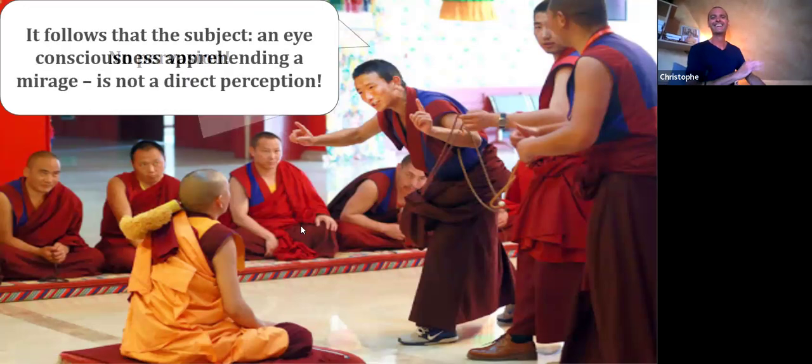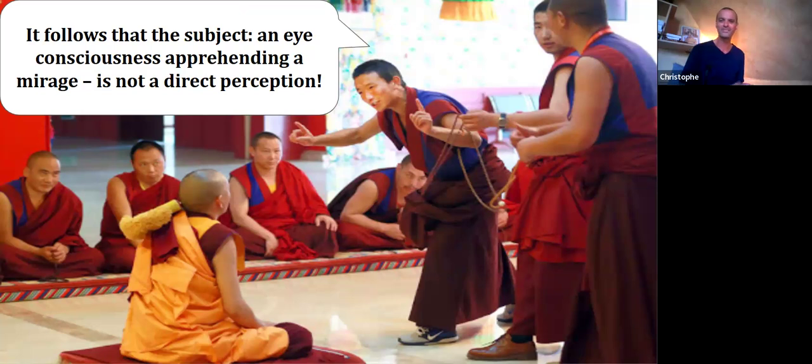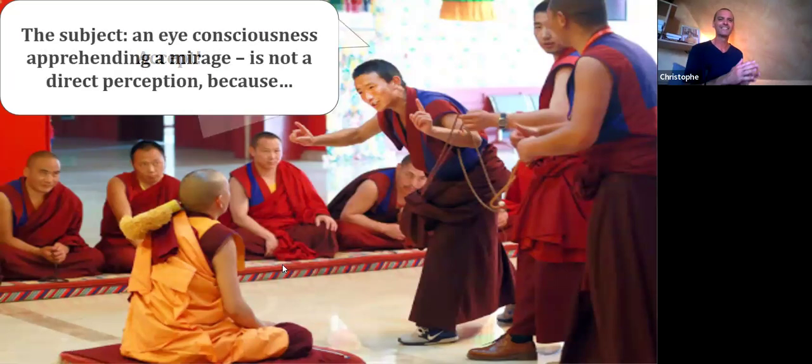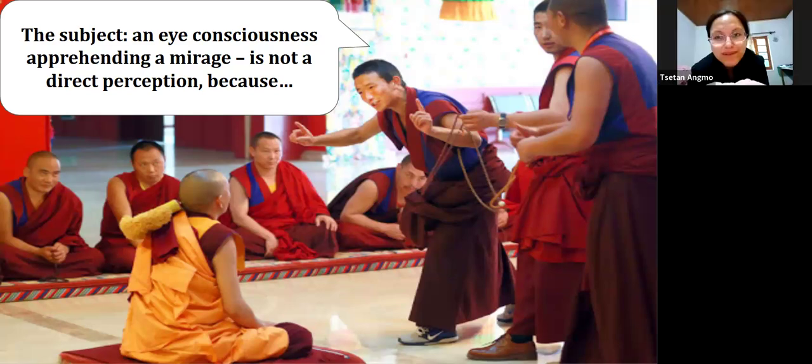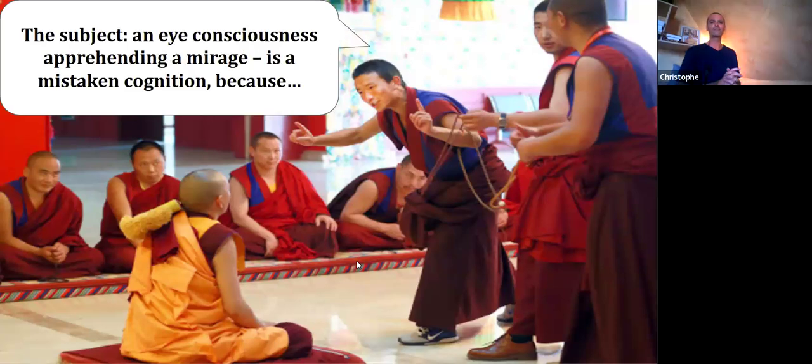Okay. It follows that the subject, an I consciousness apprehending a mirage, is not a direct perception. Accept. Yes, the subject, an I consciousness apprehending a mirage, is not a direct perception because it is mistaken. Yes, exactly. It's a mistaken cognition. Yes, very good. The subject, an I consciousness apprehending a mirage, is a mistaken cognition because now you know the definition of a mistaken cognition.